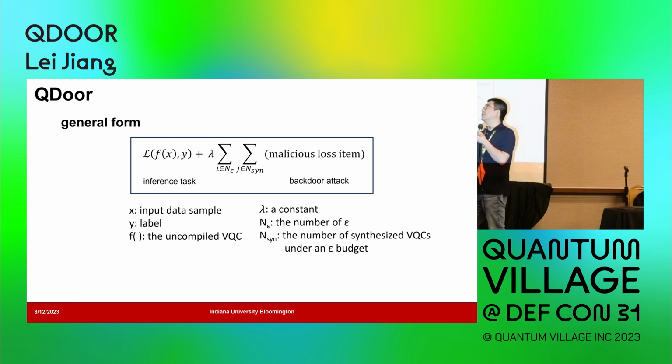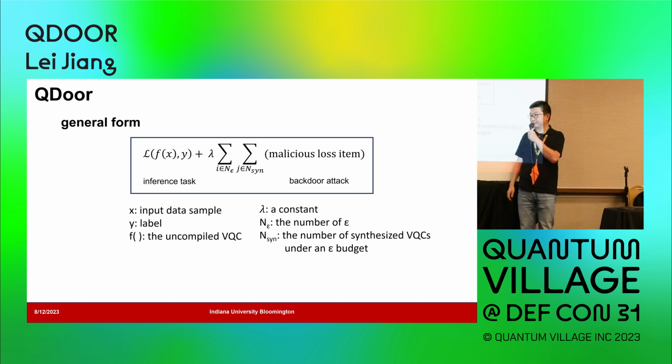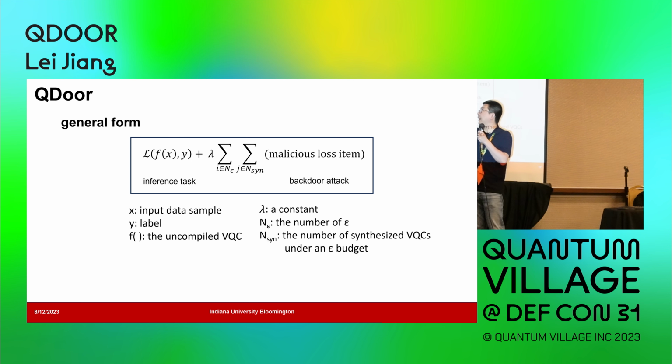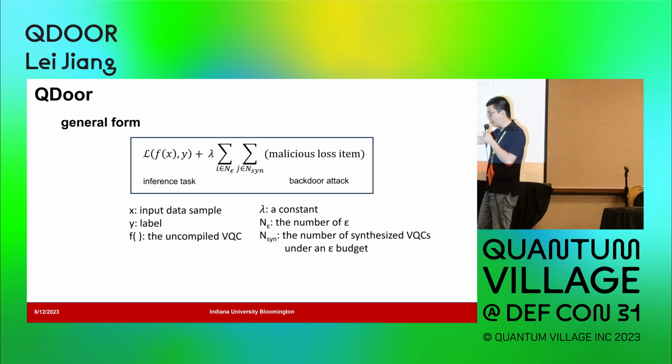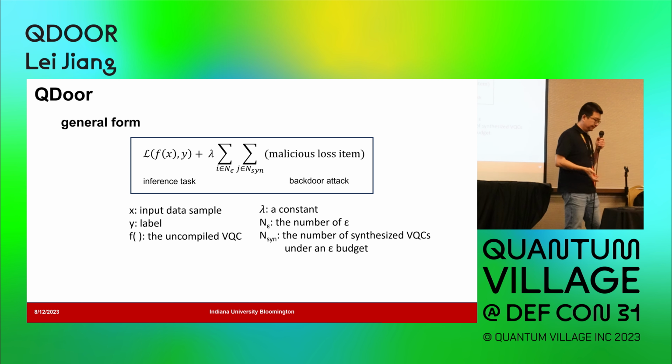So the x here indicates the input, y here is the label, and f here indicates the uncompiled VQC. So f(x), meaning the output of the uncompiled VQC, with x as the input. Minimizing this loss means we actually train the VQC to learn the normal inference task.